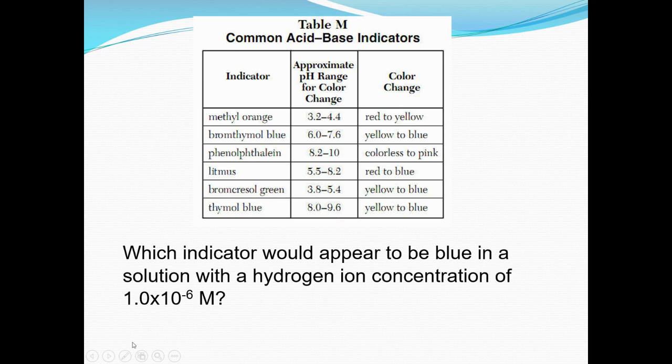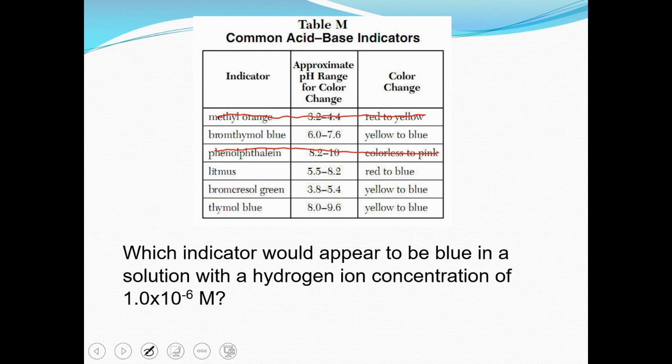So our question asks us which indicator would appear to be blue in a solution with a hydrogen ion concentration of 1 × 10⁻⁶ molar. So the first thing that we can do is get rid of any acid-base indicators that don't turn blue. If we look at our chart, we see that methyl orange only changes from red to yellow, so that's not going to be our correct answer. Bromothymol blue does change blue, so we can leave that one. Phenolphthalein only changes either colorless or pink, so that one can also be dismissed. And then the rest of them all turn blue.